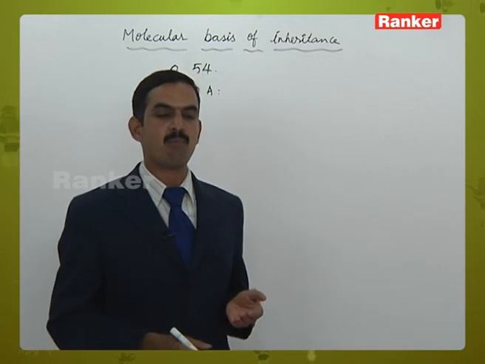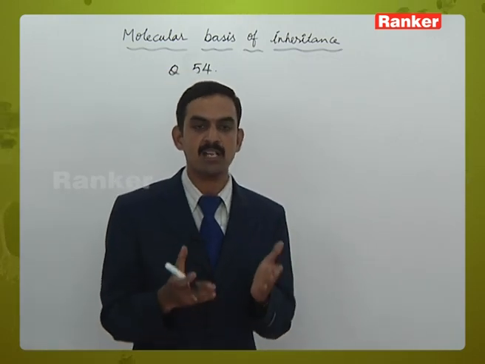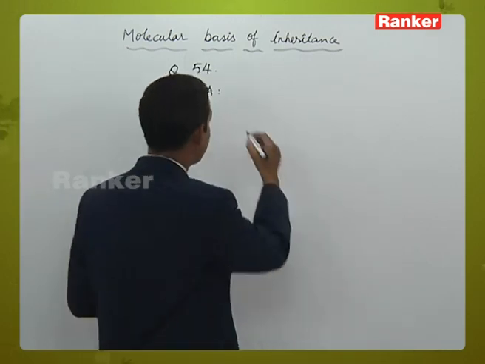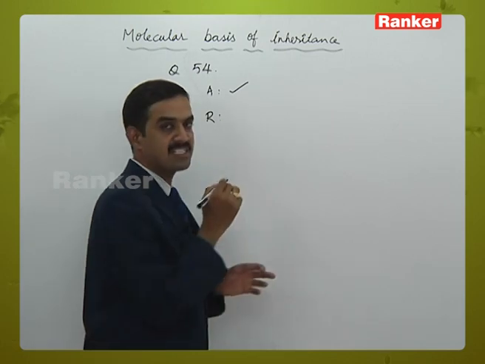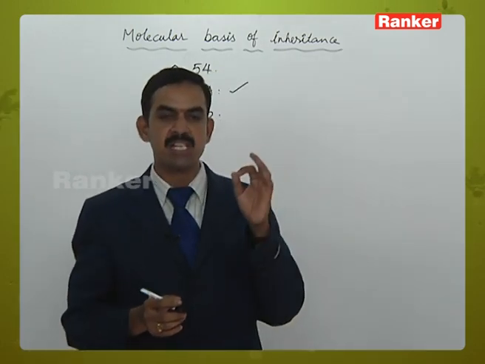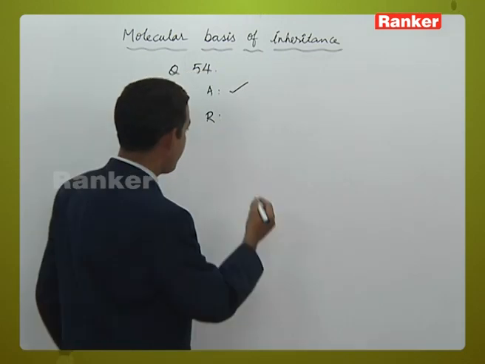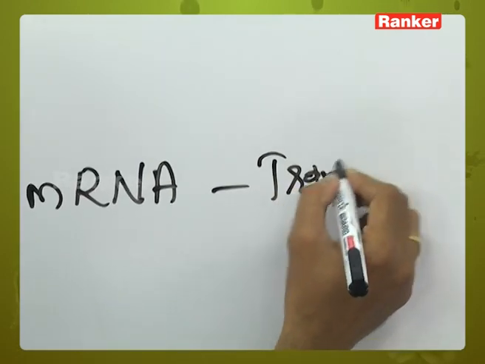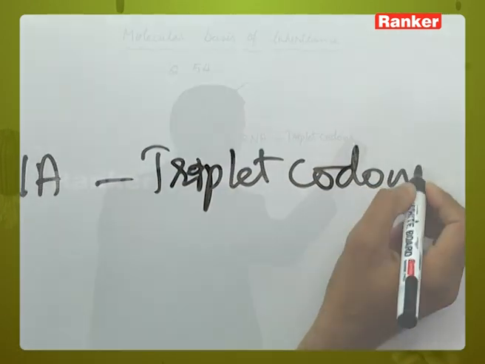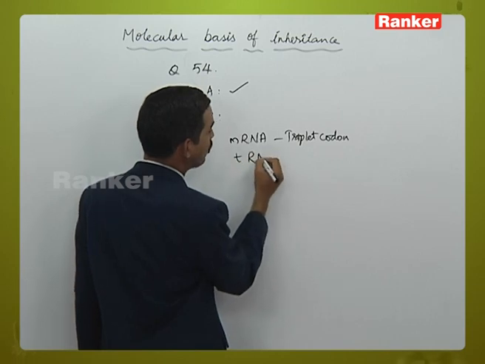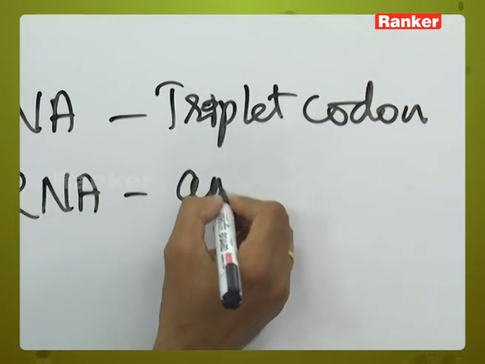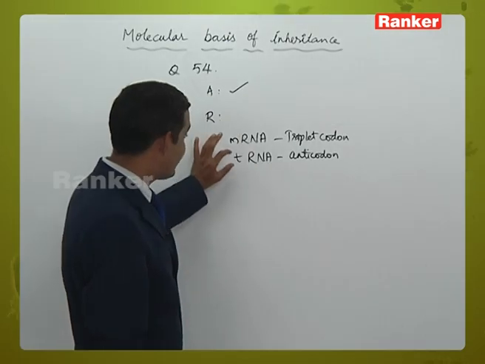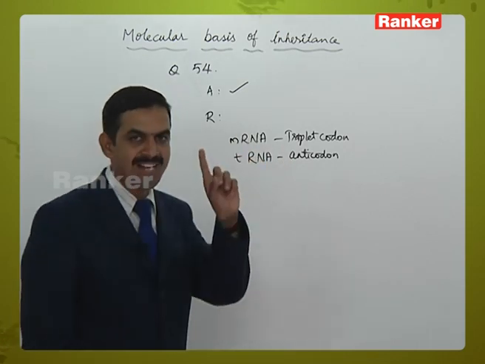So whatever the statement given in the assertion is correct, that is, activated amino acids are linked to tRNA by a process called charging of tRNA. Then the reason statement: each amino acid has its specific tRNA. Yes, how it is means, we know that on the mRNA molecule the triplet codons are present, and each triplet codon is specific to the anticodon present on the tRNA molecule, and each tRNA contains only one anticodon.